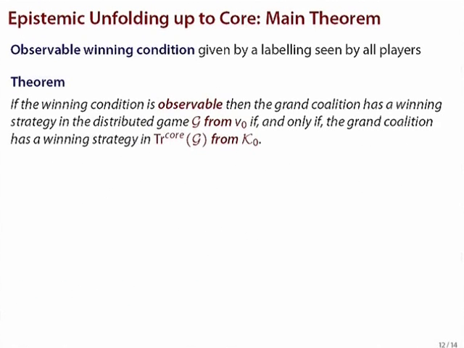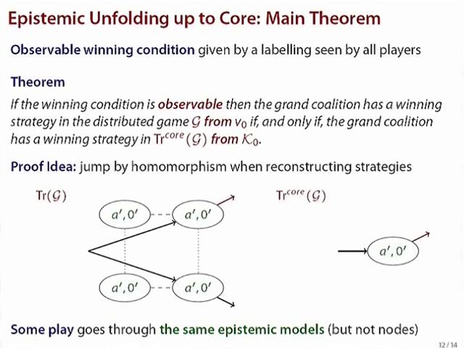So for observable winning conditions, our theorem is: the grand coalition has a winning strategy in this original game, if and only if it has a winning strategy in this core unfolding. And now, the proof idea is again to translate strategies, but the tricky point somehow starts at the moment when you quotient through the core.